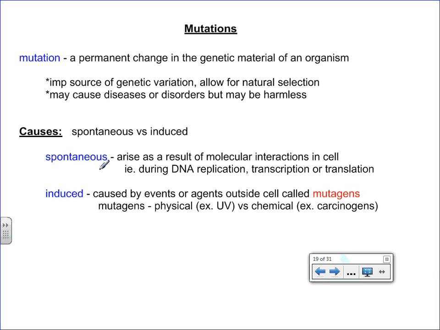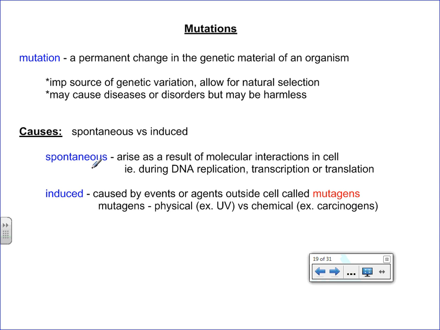So spontaneous simply means that it arises as a result of molecular interactions in the cell. It just kind of seems to happen. Nothing really is causing it to happen. So it happens spontaneously, usually during one of the three processes that we talked about: either DNA replication, during the transcription process where it's being converted into a message form, messenger RNA, or in translation, where there's errors in the amino acids that are put together.